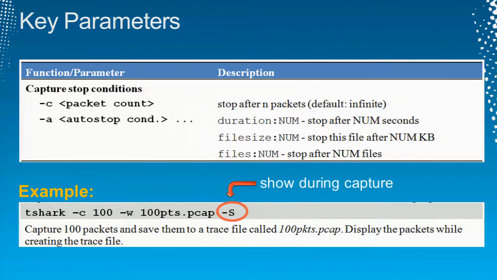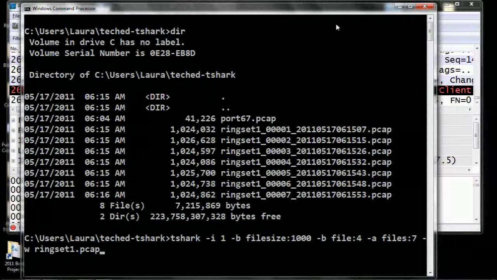You see how we have the auto stop with file size in there? This is what a lot of people do. They take the ring buffer file size, the -B file size, and they say, forget that, I'm not going to use that, I'm going to use a -A file size. Let me show you what happens when you use -A file size instead of -B.